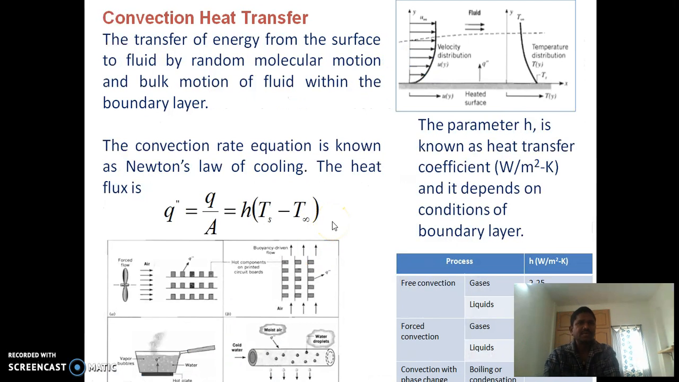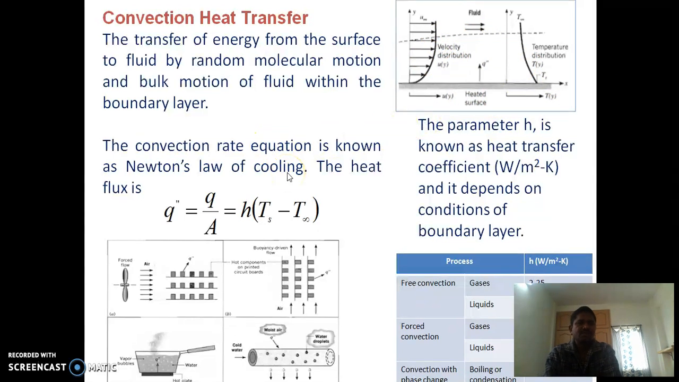Now let us discuss convection heat transfer. It is a transfer of energy from the surface to the fluid by random molecular motion and bulk motion of fluid within the boundary layer. We can observe here there is a boundary layer and the fluid is flowing over a flat surface. The heat is transferred from solid surface to fluid in two ways. One is a random molecular motion, other one is bulk motion of fluid. Okay. In the adjacent to surface, there is a random molecular motion. Away from the surface, it is bulk motion of fluid.